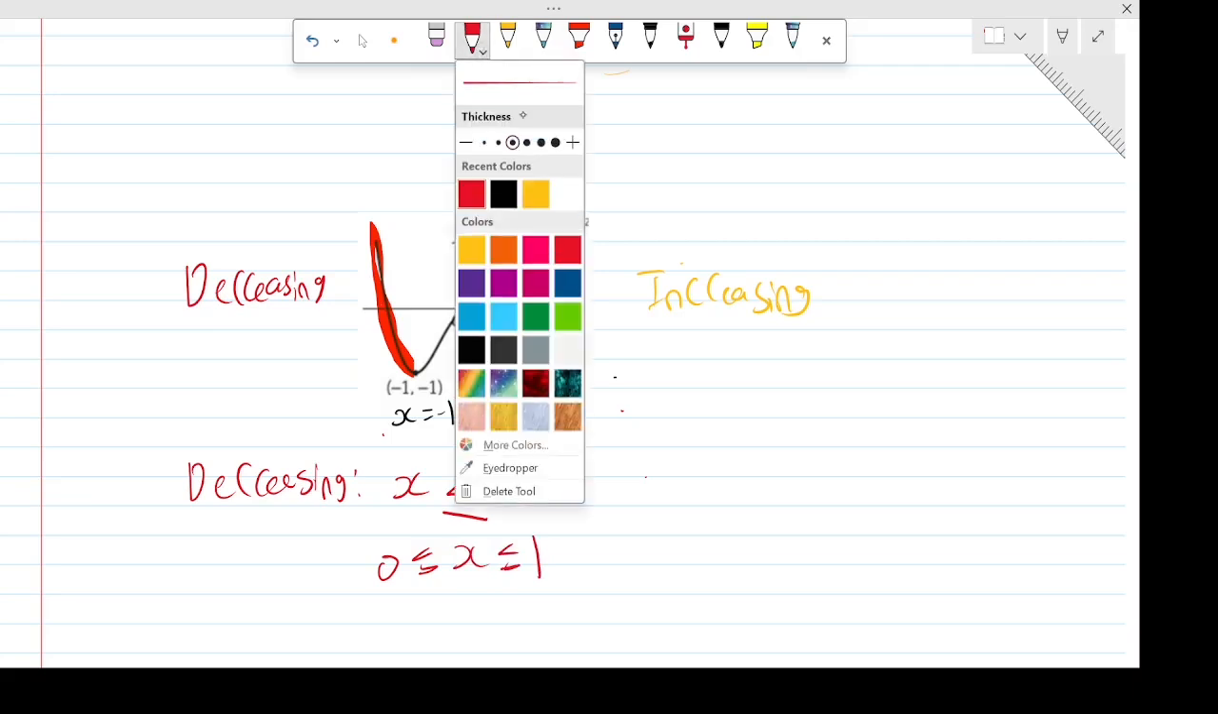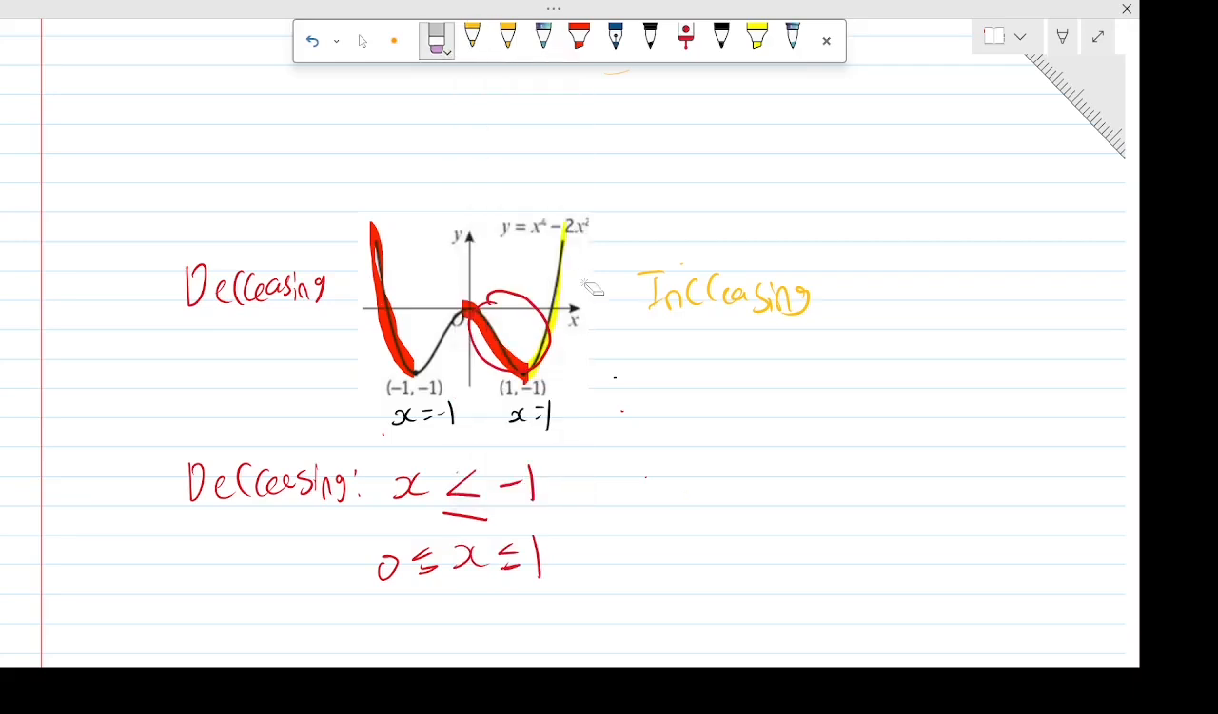I can do the same for increasing in yellow. I forgot to highlight this bit in yellow. Well, the first region then, the first yellow region where it's increasing now, so we're looking for the values where it's increasing.